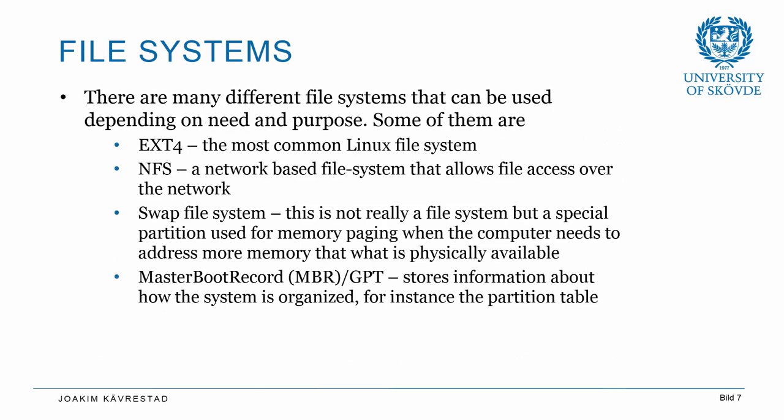So the thing with Linux is that there are usually many different ways to do things. And there are many different file systems that can be used depending on need and purpose. And some of them are these listed here. So first we have ext4, which is the most commonly used Linux file system today. Then we have NFS, Network File System, which is a network-based file system that allows file access over the network. And then we have the swap file system, which is actually not really a file system, but a special partition.